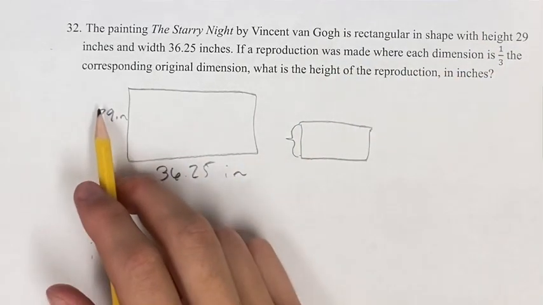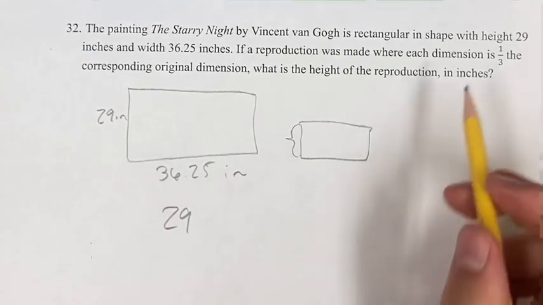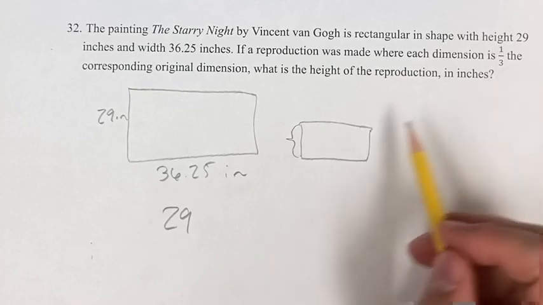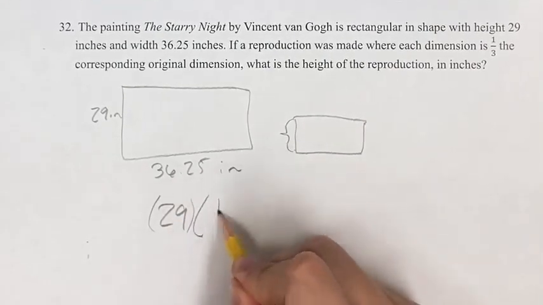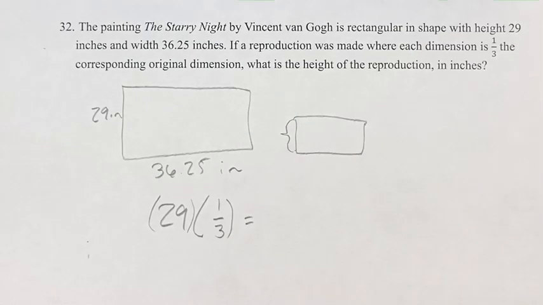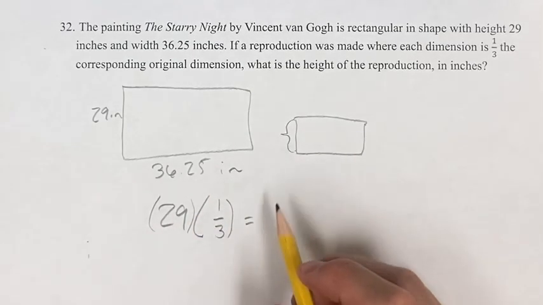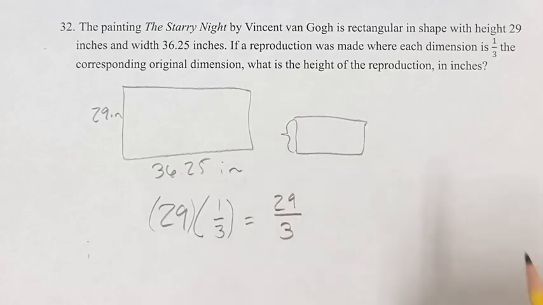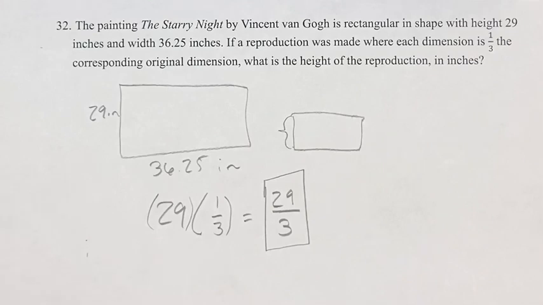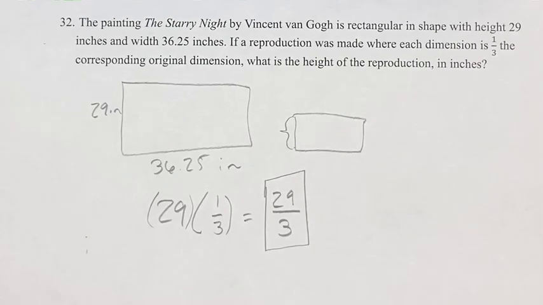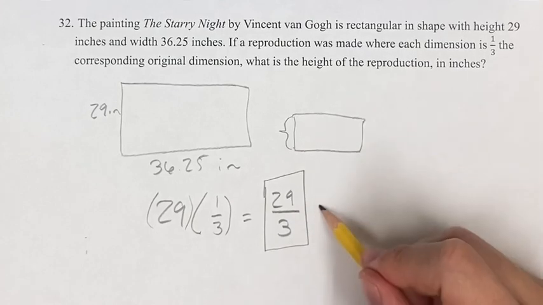So if the original height is 29 and the dimensions are 1/3 of the original for this reproduction, all you have to do is literally just multiply 29 by 1/3, right? And you can just leave this as 29 times 1 is 29 over 3. This is going to be your final answer, and you can just leave it as that. You don't have to turn it into a decimal or anything. The height of the reproduction is 29 over 3 inches.